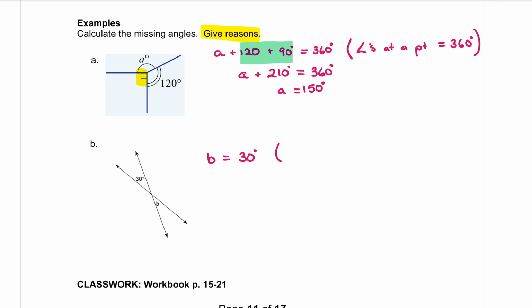And the name we have for that is vertically opposite angles, which we can shorten to vert op angles. So that's the name. What does vertically opposite angles mean? It means that those angles are equal. And that's it. No more working out to be done. That's the answer. B is equal to 30.